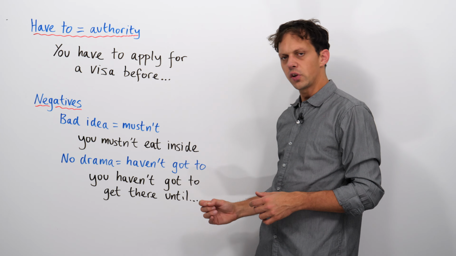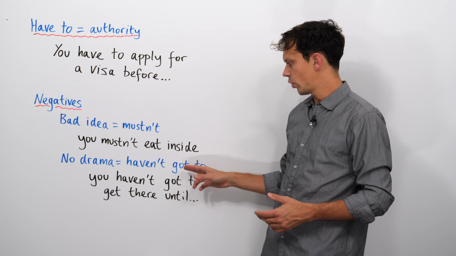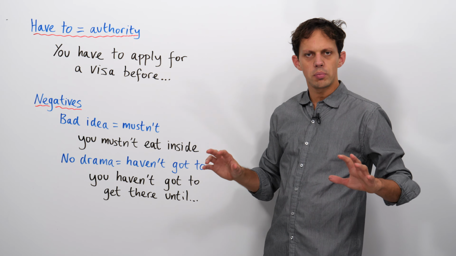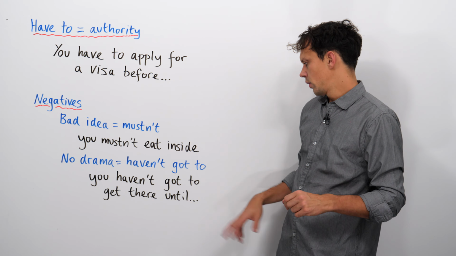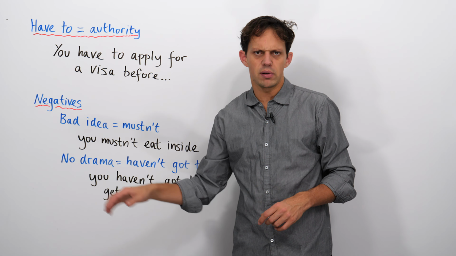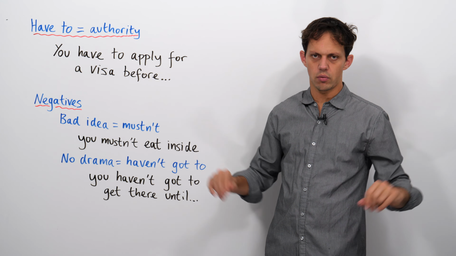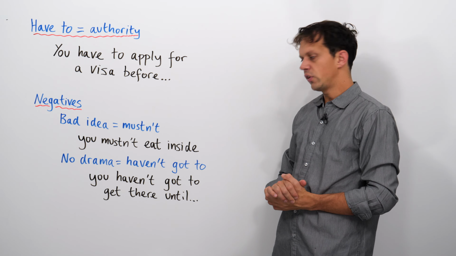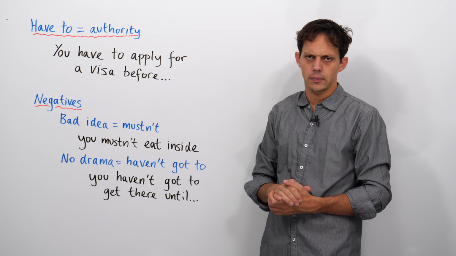Okay, just to illustrate how the negatives are used, we've already touched on mustn't. Yeah, you mustn't do that, you naughty little boy. Yep, so mustn't is talking about a bad idea. You mustn't eat inside. Yep, mustn't. Whereas haven't got to is quite different. So we'd use haven't got to if there's no particular rush. Yeah, you haven't got to do anything, don't worry. You haven't got to get there until 7 p.m. and it's 5 o'clock now. So there's no rush. You haven't got to do it until next week sometime.